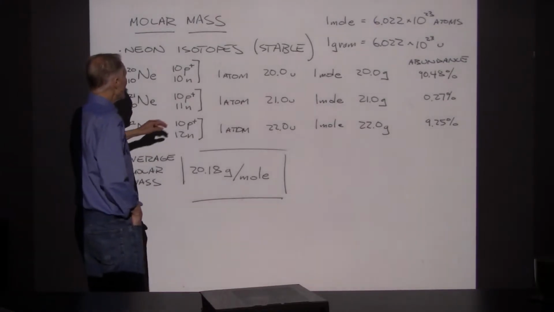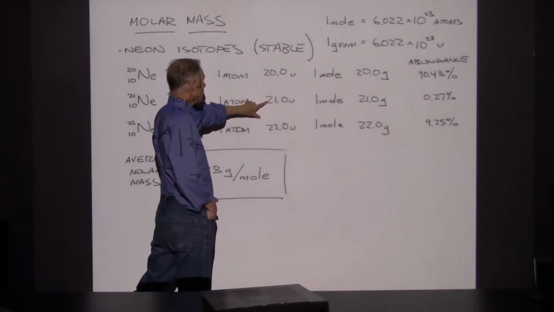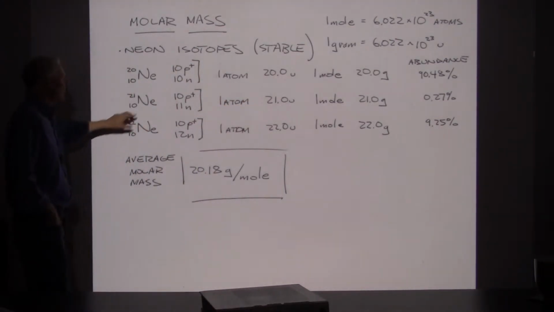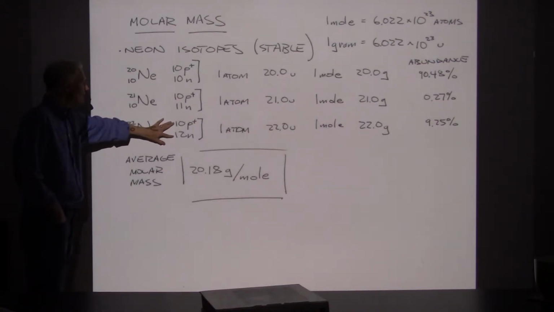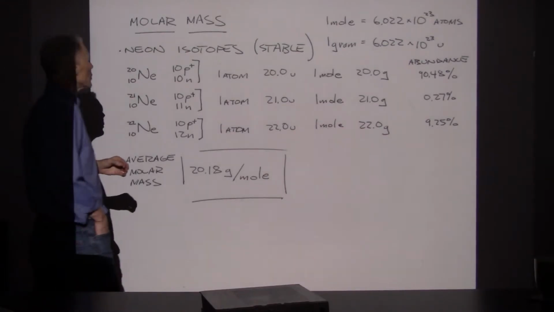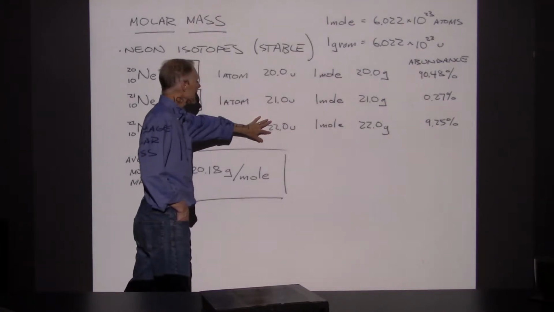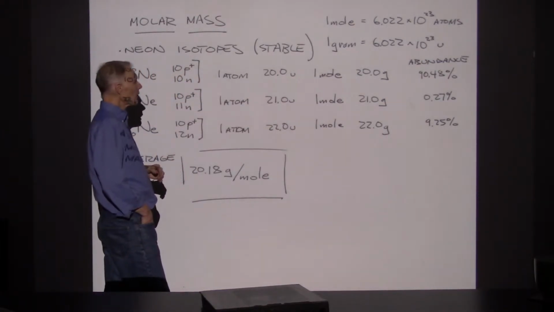And so each atom now of this isotope would be 21.0, roughly. There's more numbers than that. This has been rounded. There's an isotope of neon that's 22, and it consists of 10 protons and 12 neutrons. Each proton or neutron is approximately 1 atomic mass unit. So what that leaves us with is an individual atom that has roughly 22 atomic mass units.